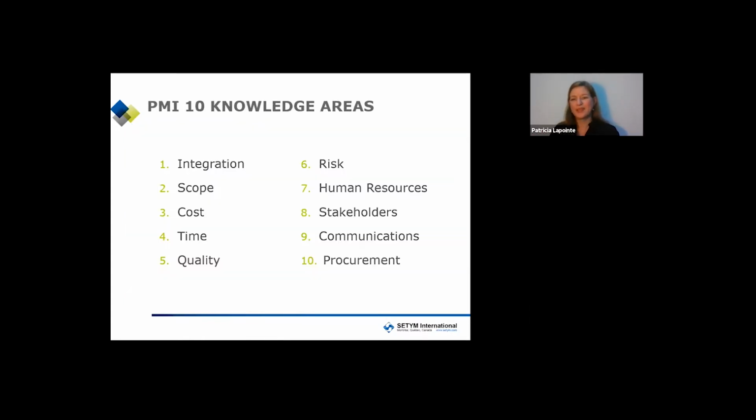Okay, so I'm going quickly. According to the PMI, there are 10 knowledge areas. Those are all important that you have to have in your project plan and that you have to think of while you're executing your project, from the integration, a lot of people say, what does integration mean?